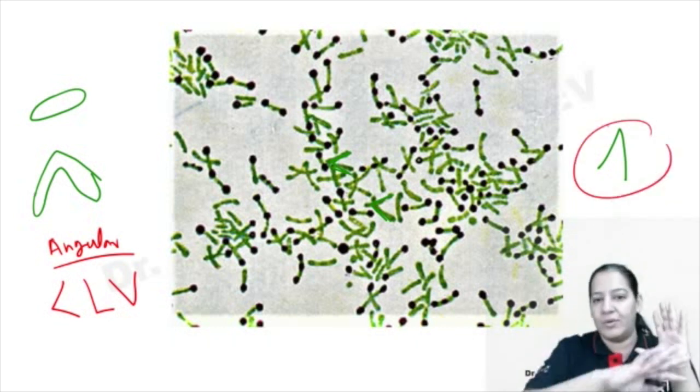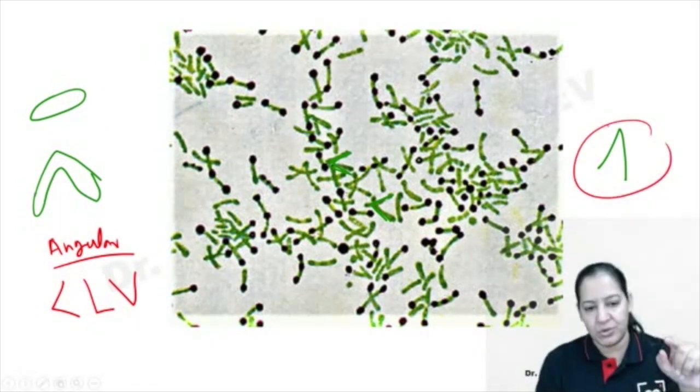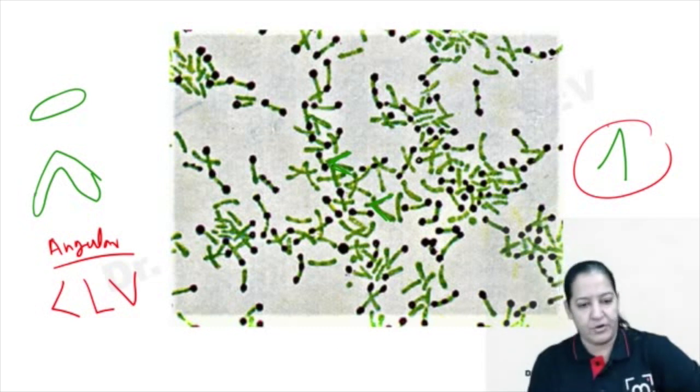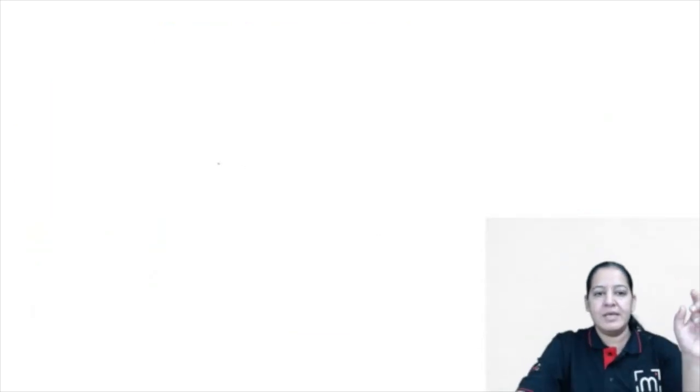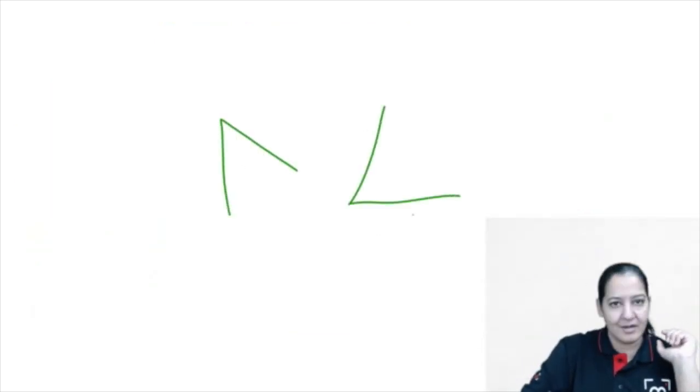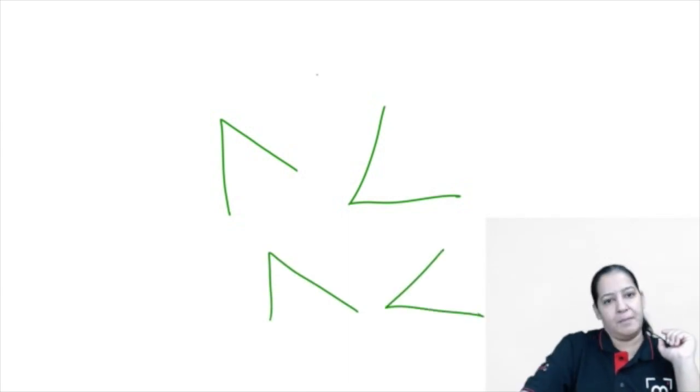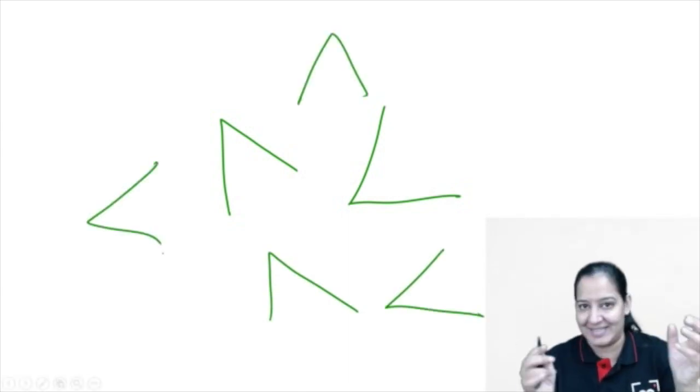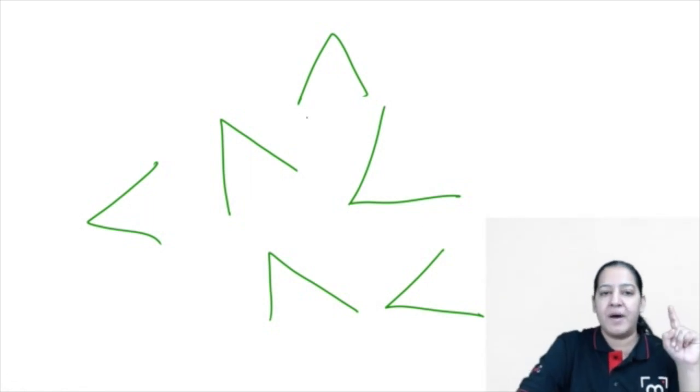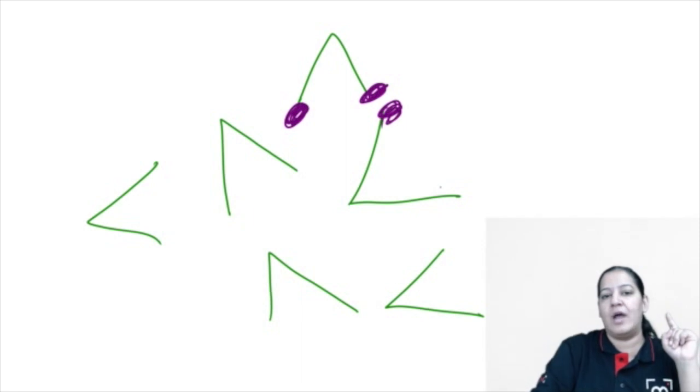The color is green. You can see the green color everywhere. Number 3, let me draw a bacteria for you. Give me a minute. Can you see the bacteria are like this? They are green in color, number 1. They are angulated, number 2. Number 3, at their ends, at their poles, you can get purple color granules. The purple granules are present at the end, at the pole.